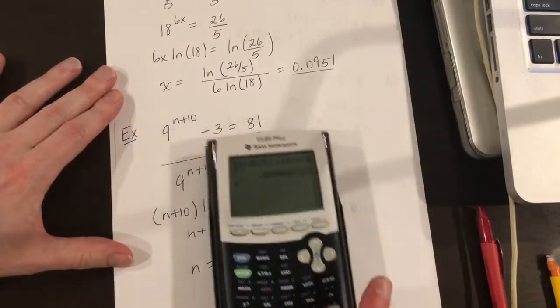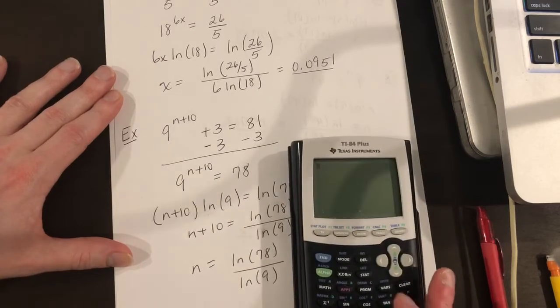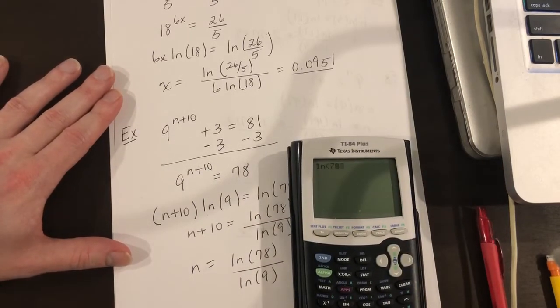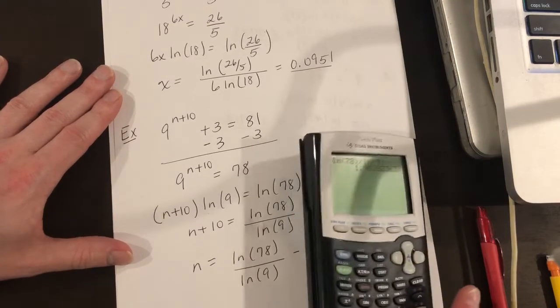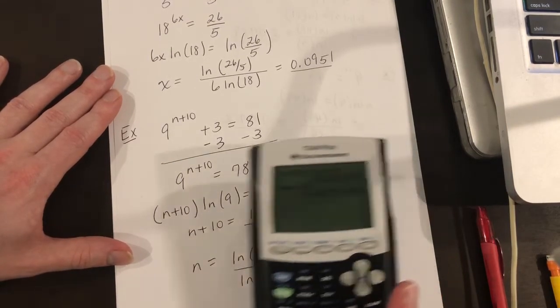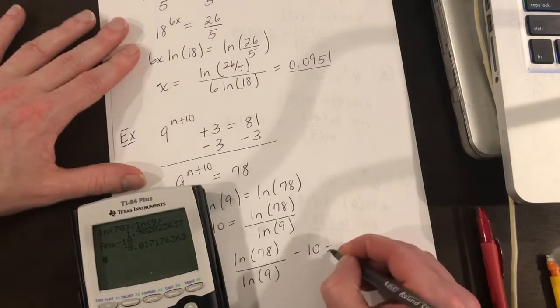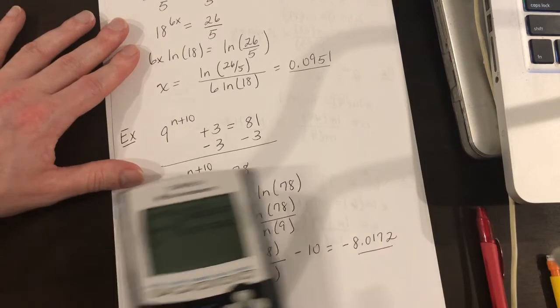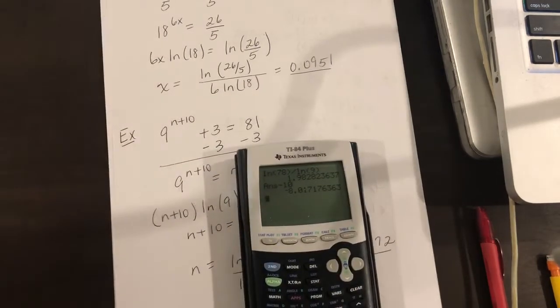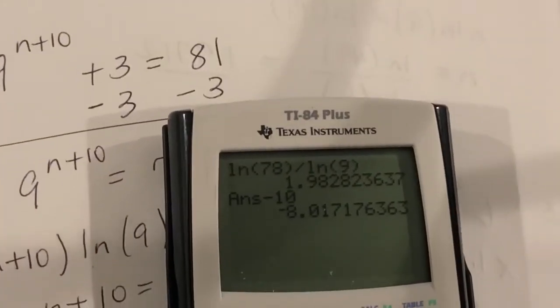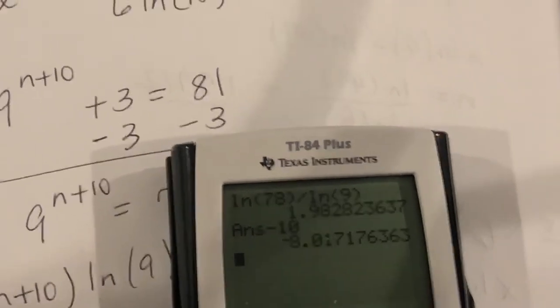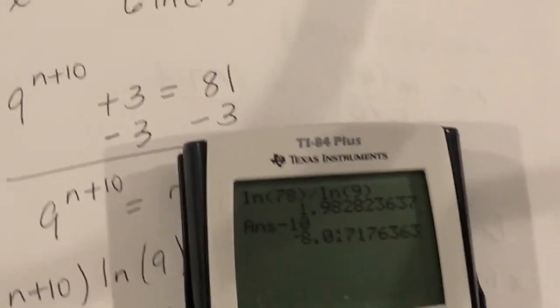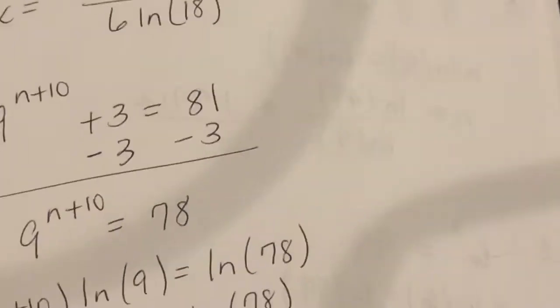We're going to put it in our calculator. Natural log of 78, close parentheses, over natural log of 9, close parentheses. And we're going to do minus 10. And I got a negative 8.0172. Okay, so zooming in, that's what we got. Okay, let's do one more example like this, and that'll be the end of this video.